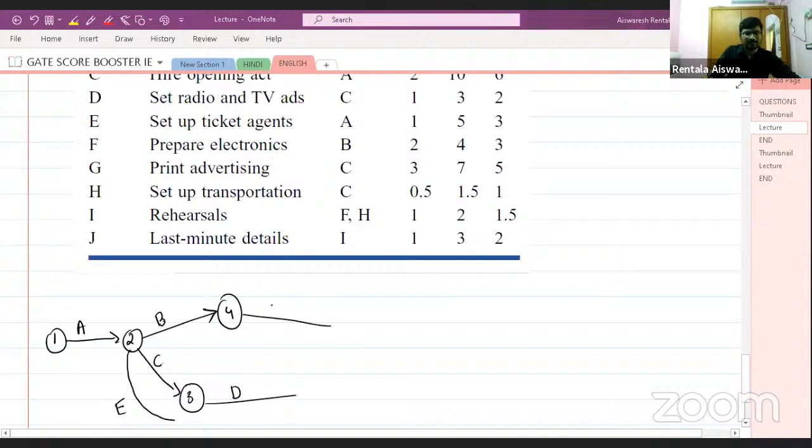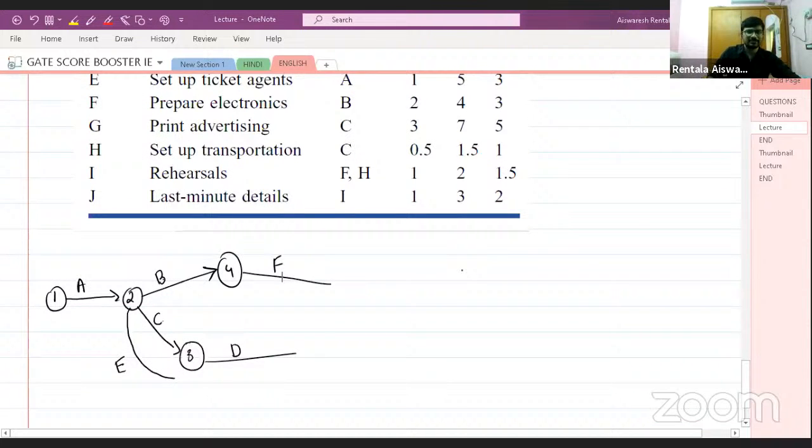I have to start activity F. After completing C, I have to start G and H also. So let me say this is H, and let me say this is G, right? After completing C, I have started G and H.